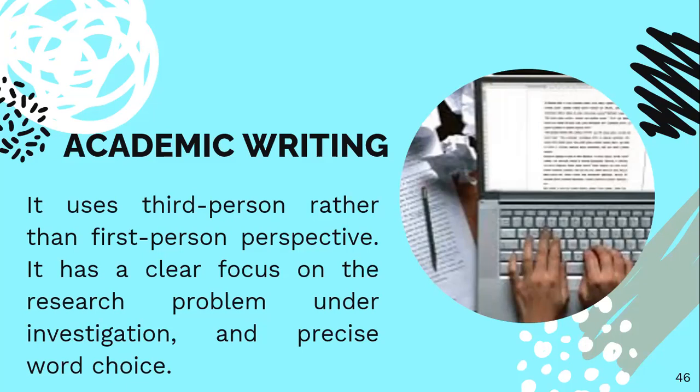When you write your essays, most of the time you use I. Okay? Or sometimes when you are imagining that you're talking to somebody, you use the word you. So in academic writing, you don't use I, my, me, or we, or you. You make use of he, she, it, they. Okay? So it's very formal. It has a clear focus on the research problem and investigation. And precise word choice. You're very careful when it comes to your word choice in academic writing.